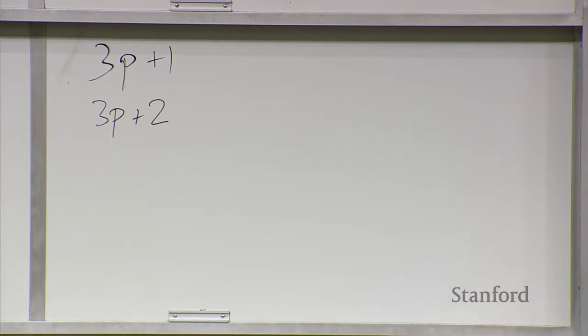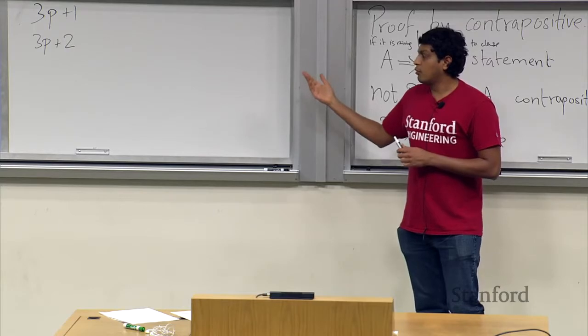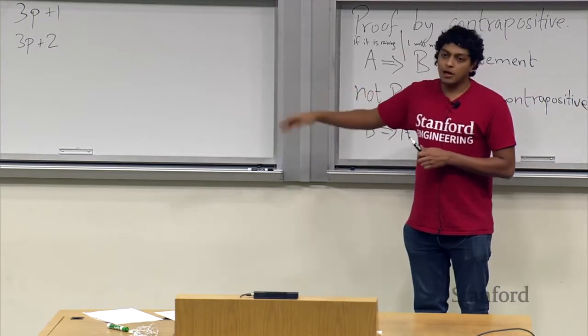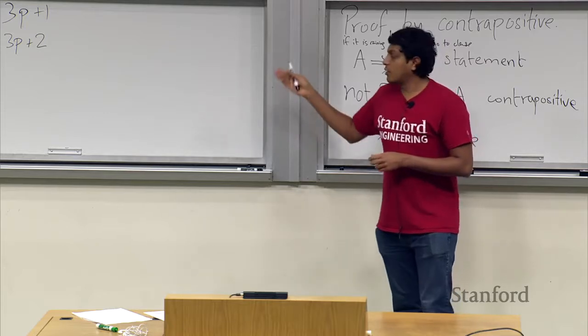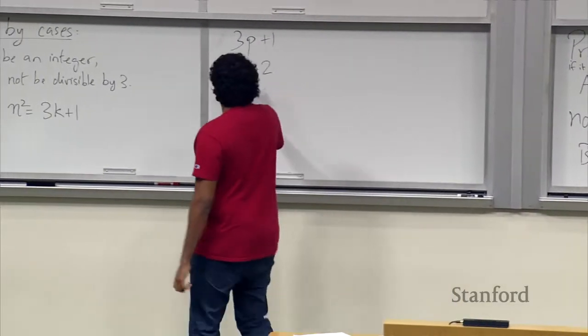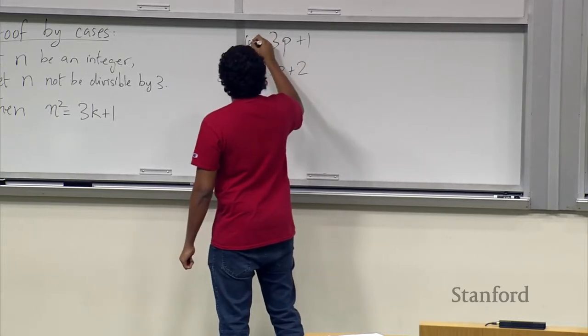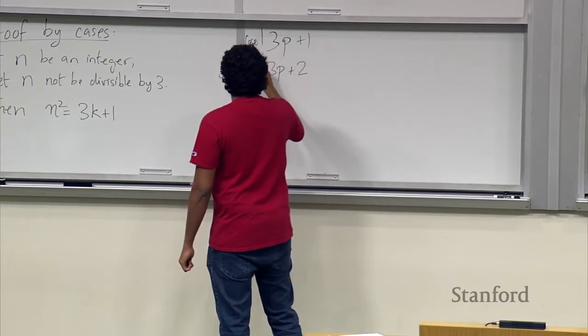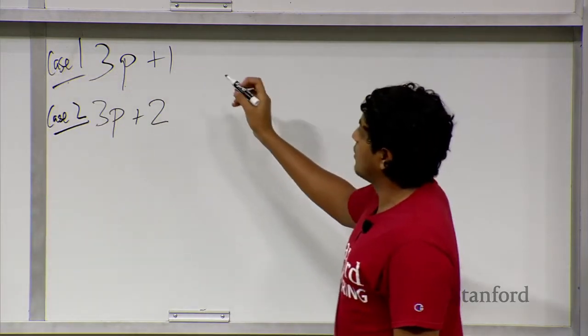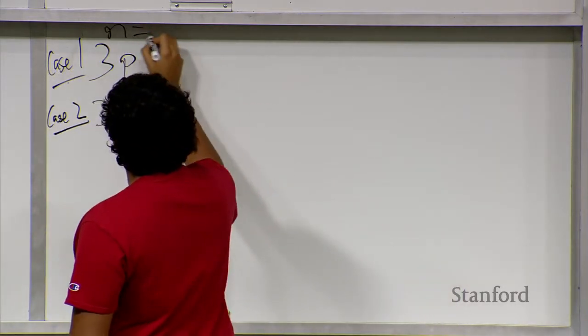So let's just look at each of these cases. Try to see what n squared would be in each of these cases. See if that boils down to some sort of 3k plus 1. If it works for both cases, then we are done proving it, okay? So this is case 1, and this is case 2, all right? So case 1, n is equal to 3p plus 1.